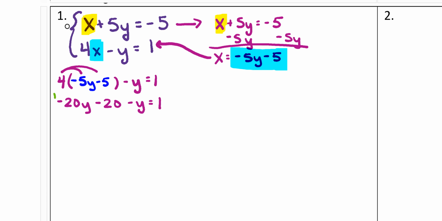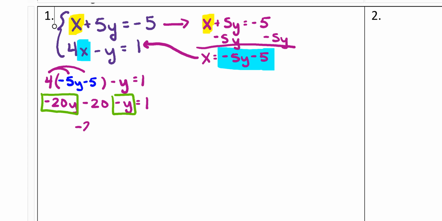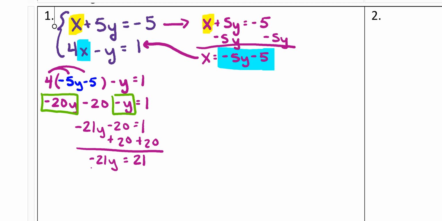Collect our like terms. So -20y and -y gives us -21y minus 20 equals 1. And then just solve it as a two-step equation from there. Add 20 to both sides. So -21y equals 21. Divide by -21. So y equals -1.